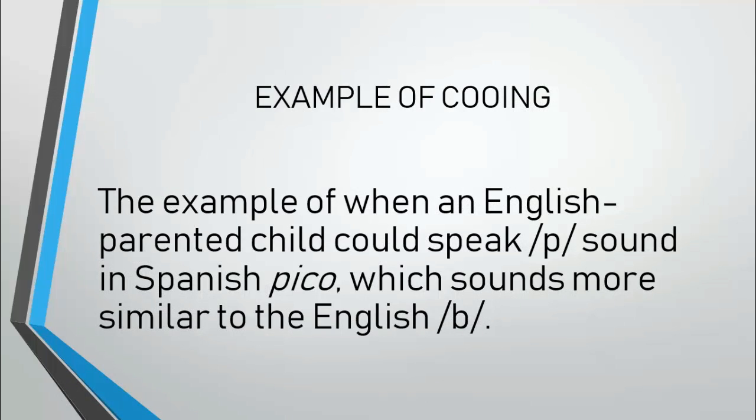Cooing can be illustrated as follows. When an English-parented child could speak a sound in Spanish, for example, 'bico', which sounds more similar to the English 'up'. That example shows the marginal babbling or cooing of a child.